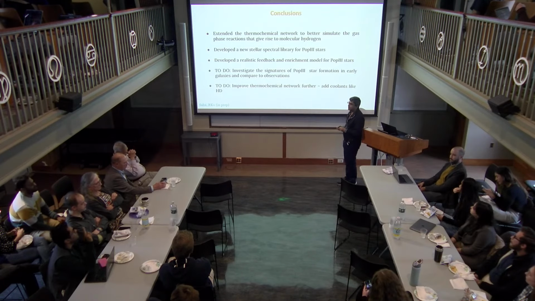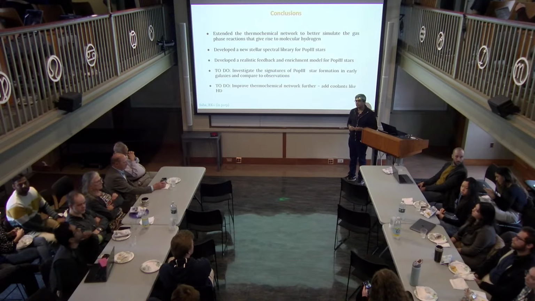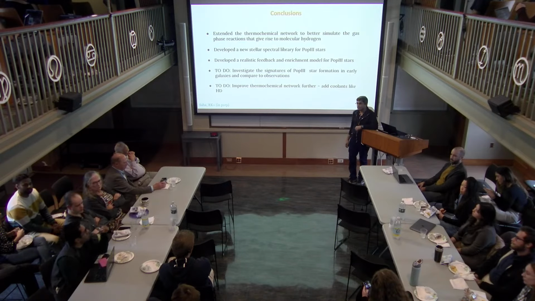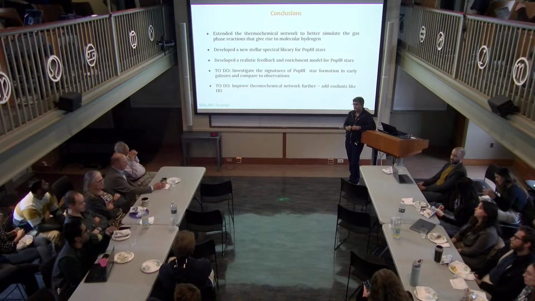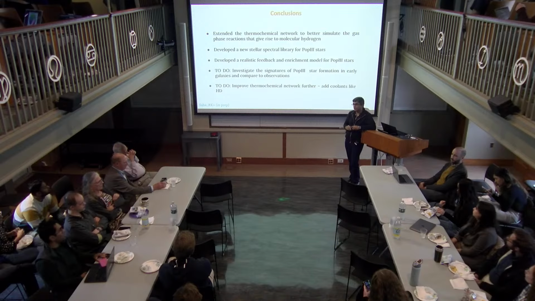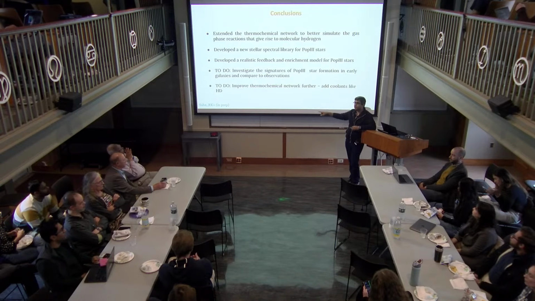Yeah. One more question over there. So the POP3 must highly ionize the surrounding rather than POP2. I wonder whether you could use the ionization parameter U as a diagnostic to differentiate between POP3 and POP2. Yeah. The lines that you see will be very different, I think. You have a harder spectrum, so you will see lines corresponding to that compared to a POP2.